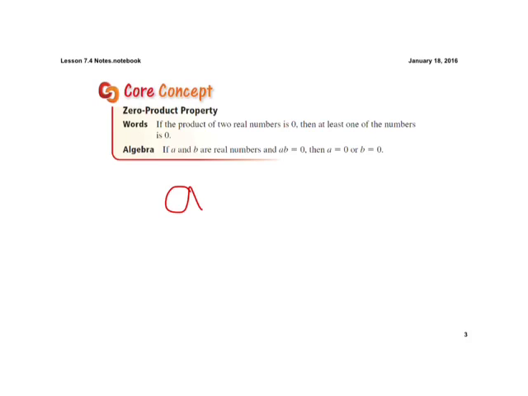So if we have some number a times some number b and they equal 0, well, let's say a was 3, we know b then has to be 0 in order for us to get 0 as our answer. If b is 3, then we know a has to be 0. One of the 2 numbers has to be 0. And that's our core concept. That's what we're going to base this section off of.